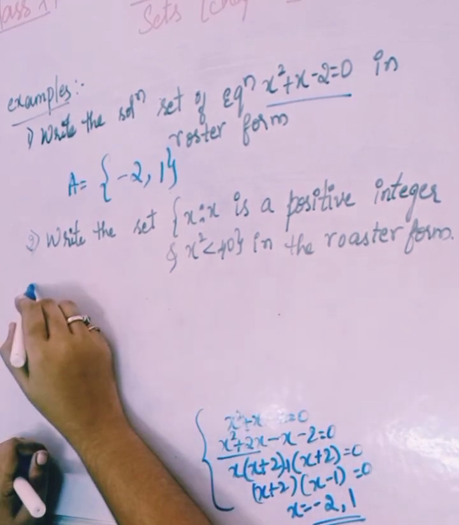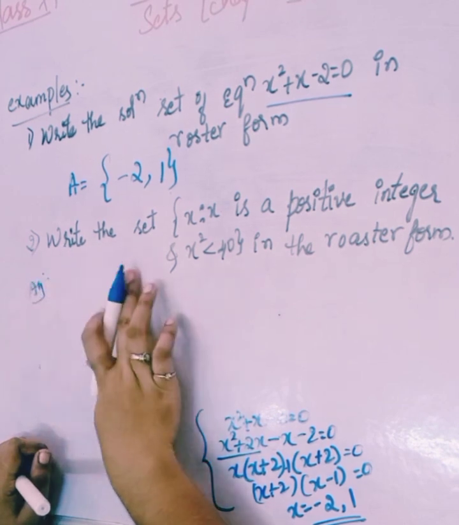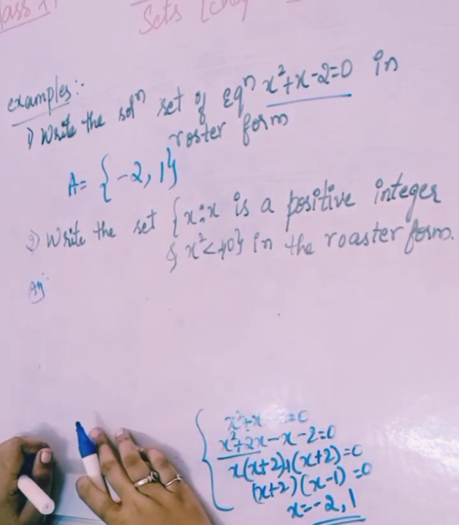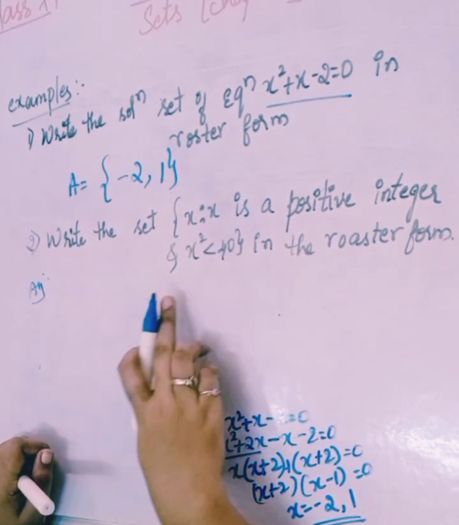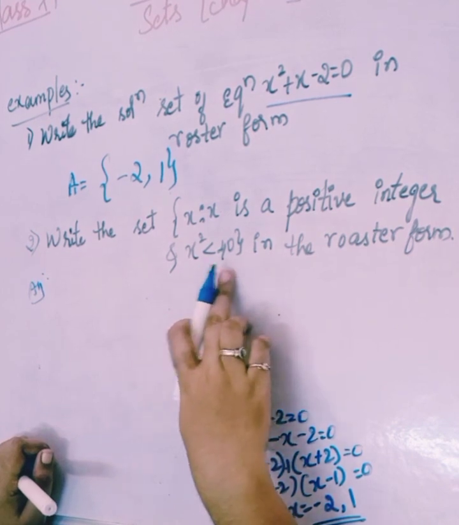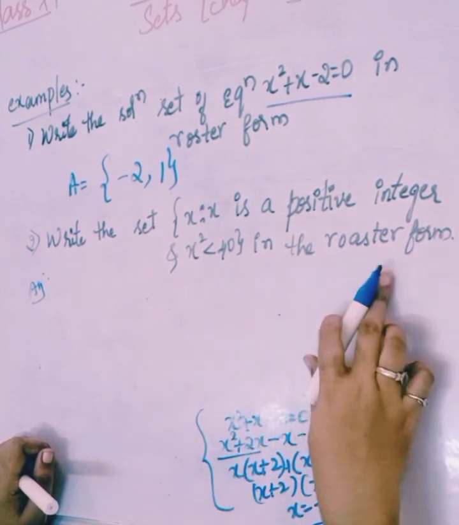Now the second one. Write the set x such that x is a positive integer and x square is less than 40 in the roster form.